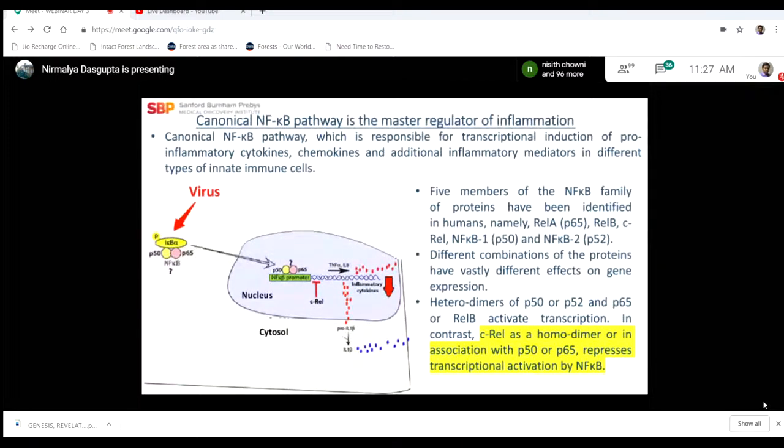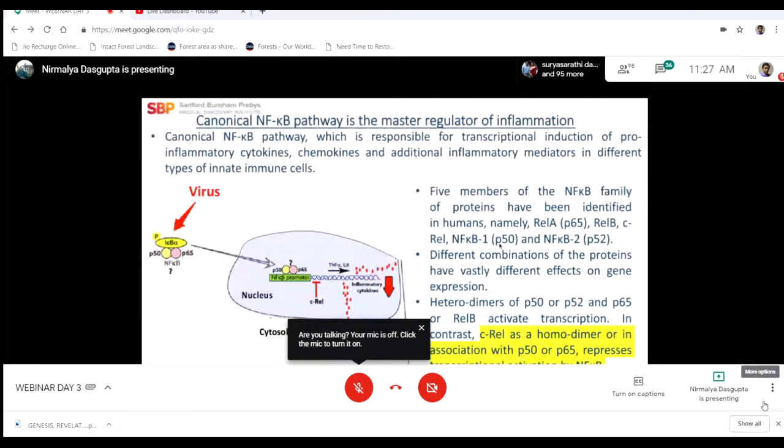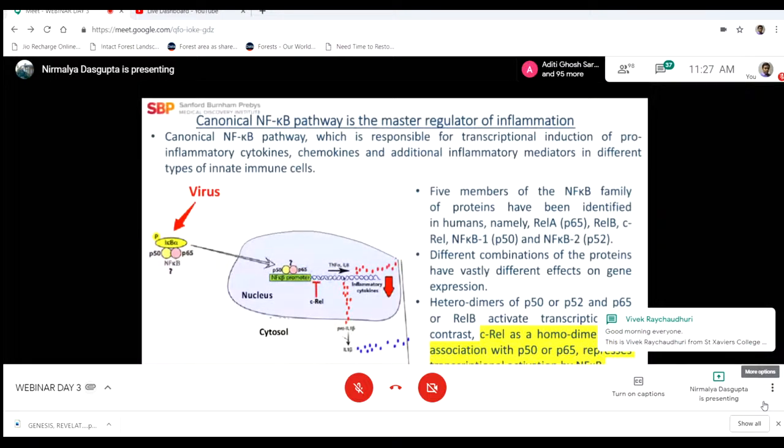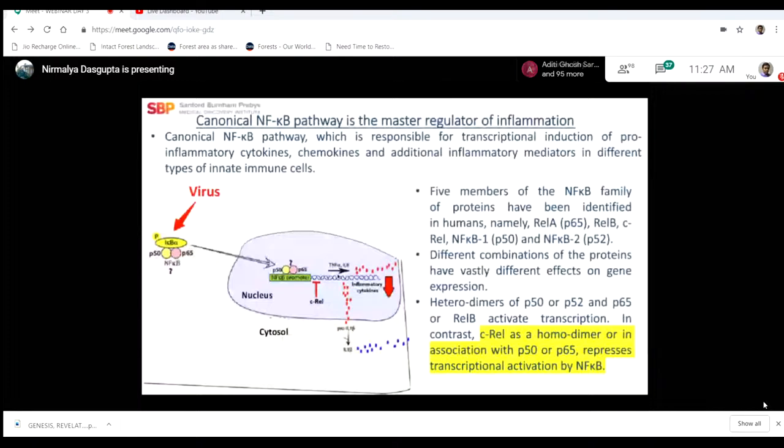Now, they have another interesting feature in their immune system. Most of us know about the canonical NF-kappa-B pathway. NF-kappa-B is a transcription factor and a master regulator of inflammation. It is the main transcription factor which causes cytokine storms. In the NF-kappa-B family of proteins, there are 5 members: P65 (RelA), RelB, c-Rel, NF-kappa-B1, and NF-kappa-B2. Except for c-Rel, all those are transcriptional activators. But c-Rel is a transcriptional repressor, which can repress the NF-kappa-B transcription factor. Like when NF-kappa-B, like P65, tries to activate TNF-alpha, c-Rel can act as a repressor there.